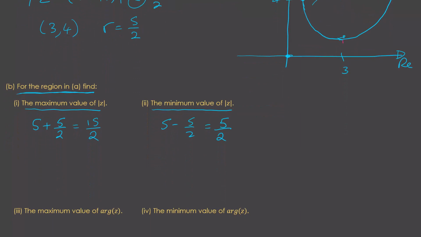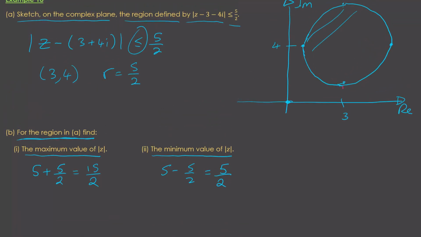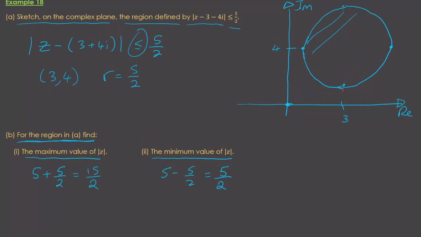We now want to find the maximum value of arg z and then the minimum value of arg z. So arg z is the angle from the origin. So I'm going to look at both of these together. If we go to a tangent to the circle here, that will be the minimum value of arg z. If we go to a tangent to the circle up there, that will be the maximum value of arg z.